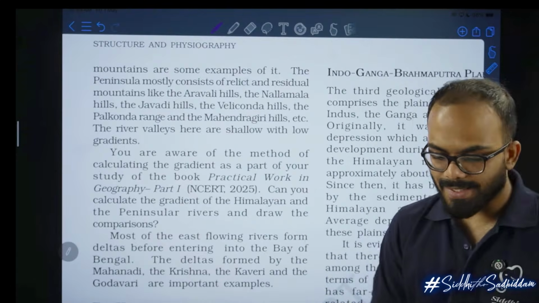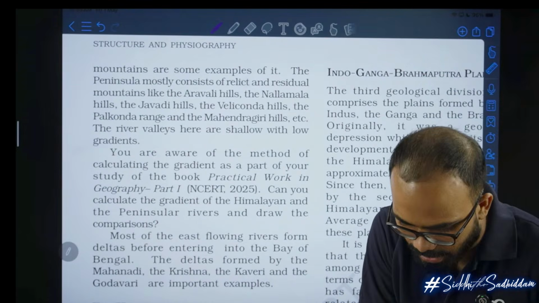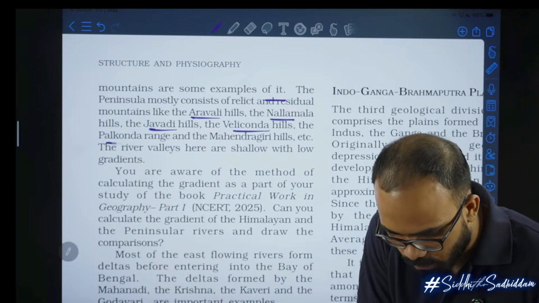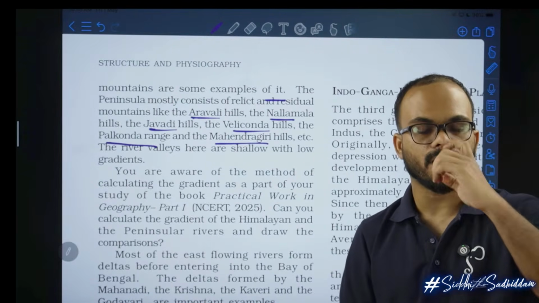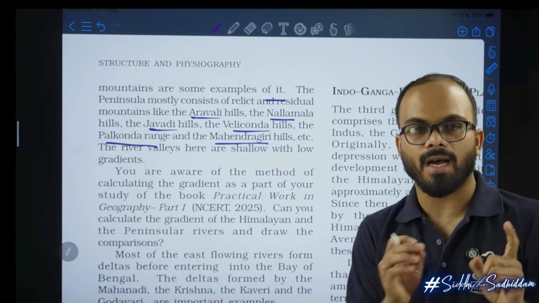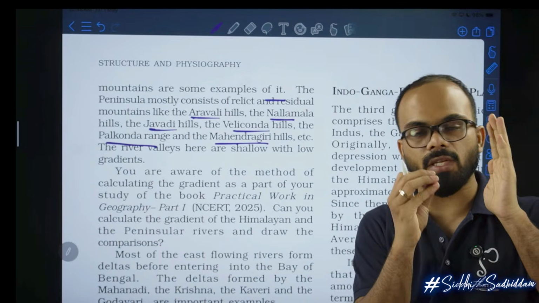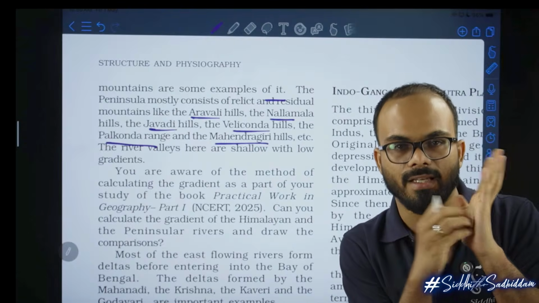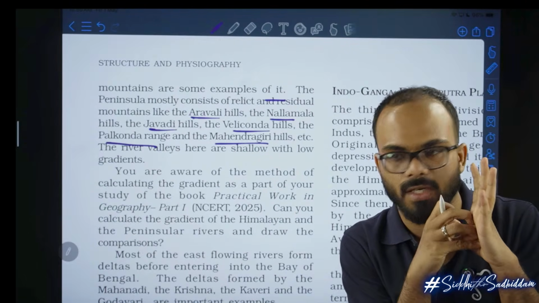Now, there are certain relict and residual hills such as Aravali Hills, Nallamala Hills, Javadi Hills, Velikonda Hills, Palakonda Range and Mahendragiri Hills. Now all these hills are there in the notes. We have given you the names of the hills, the state they are in, whether they are in Eastern Ghats or Western Ghats, and if there is anything that is important about the hill.